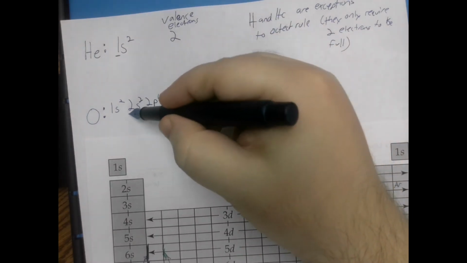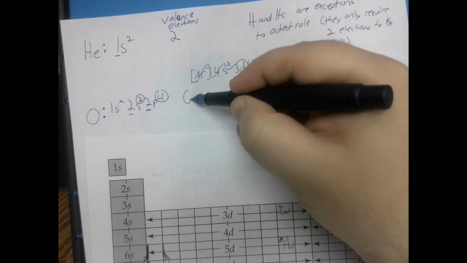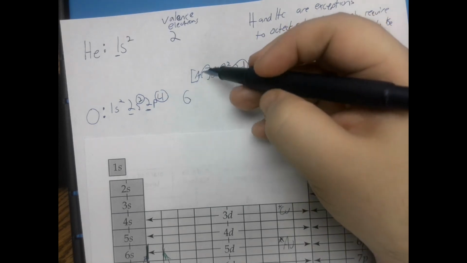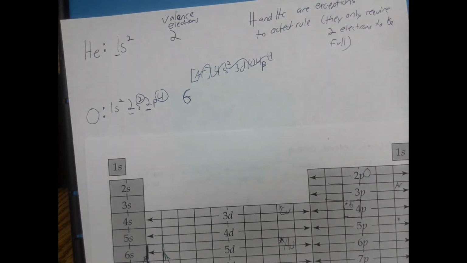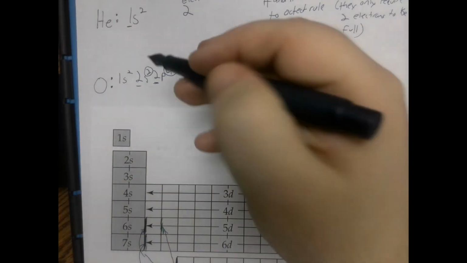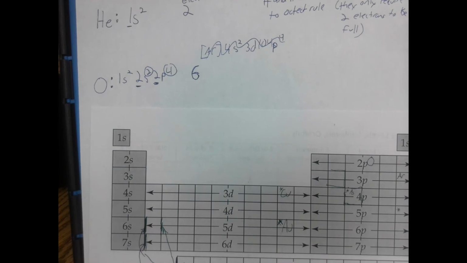10. So the highest energy level is 2. So we only look at these. So it has, how many did you say? 6. We only look at the electrons on the highest energy level.